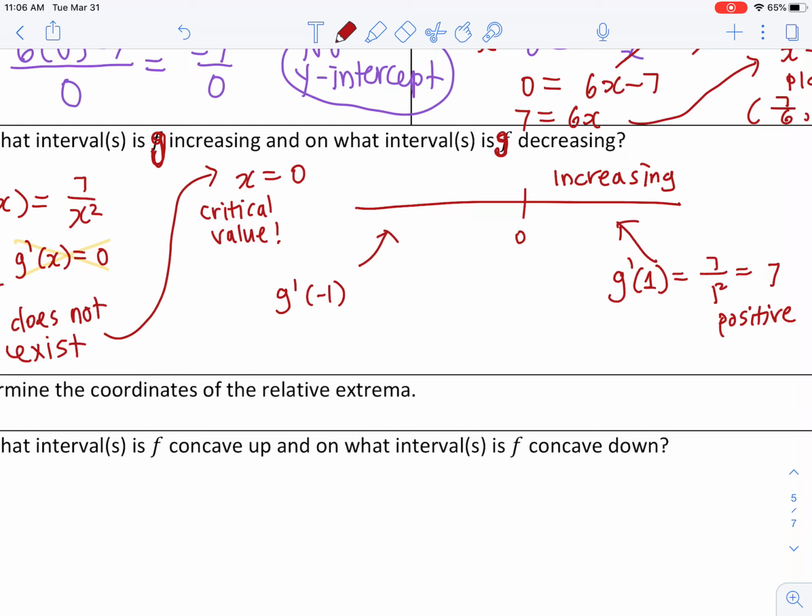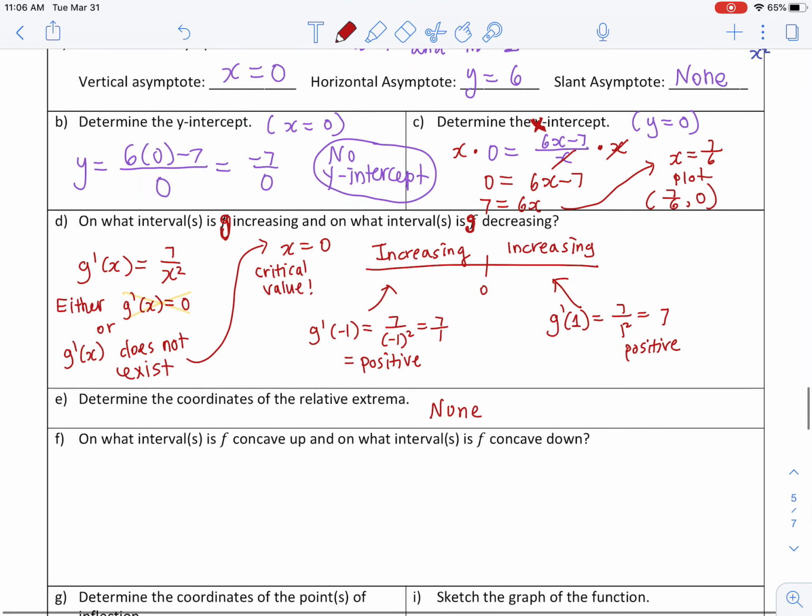Now let's plug in a smaller number. I'll do 7 divided by negative 1 squared. That will be 7 over 1 again, so this is again positive. What you know is this function is also increasing to the left side of 0. If it's increasing everywhere, there is no relative extrema. So you're going to say none for the problem where it's asking you to determine the coordinates of the relative extrema.